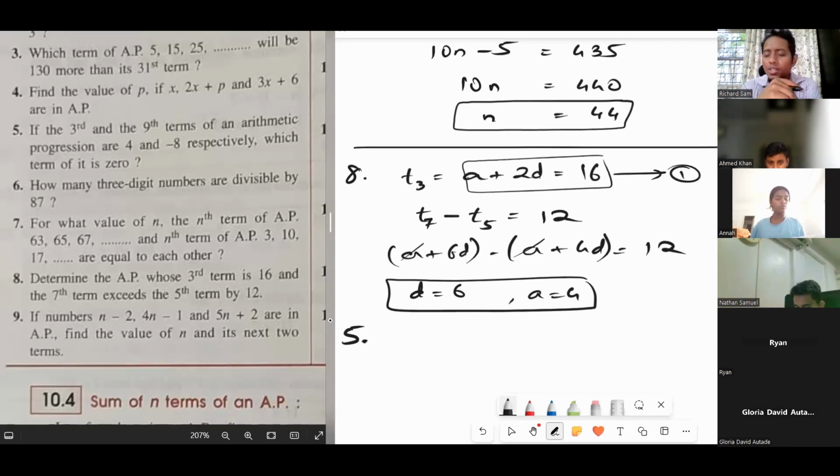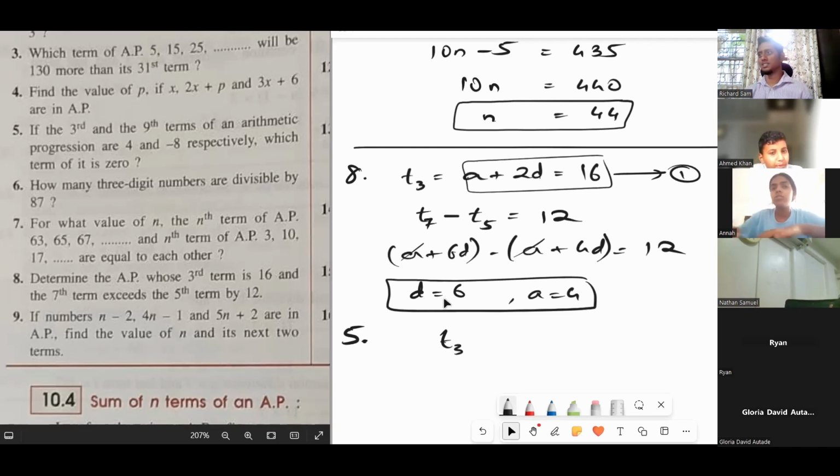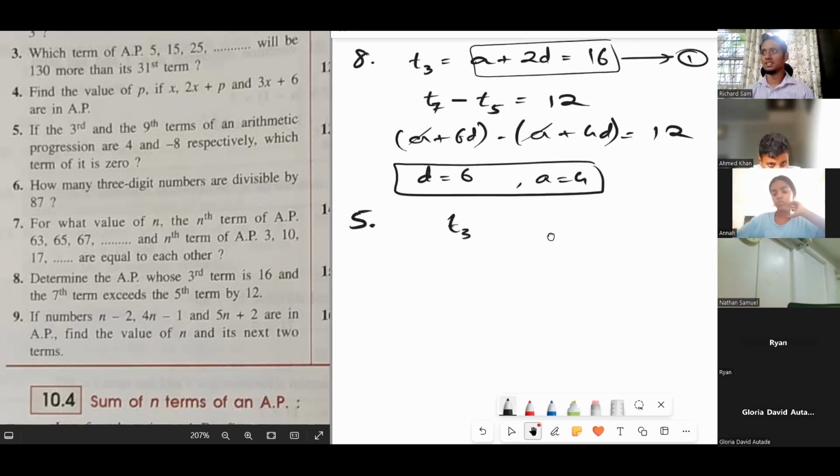Any doubt in the 5th one to get the equation, anyone? Or you're all getting it? Good. Third and the 9th terms are 4 and minus 8. Third term is T3. Then simultaneously you have to solve it. You got A and D. Then simultaneously you have to solve them. Simultaneous equations. One top, one down. Either add them or subtract them, eliminate one of them.